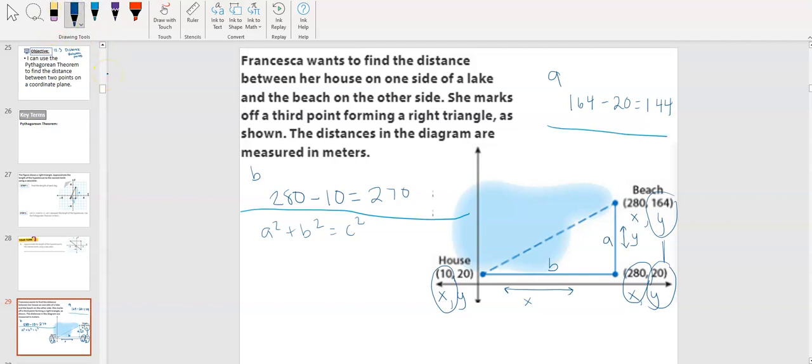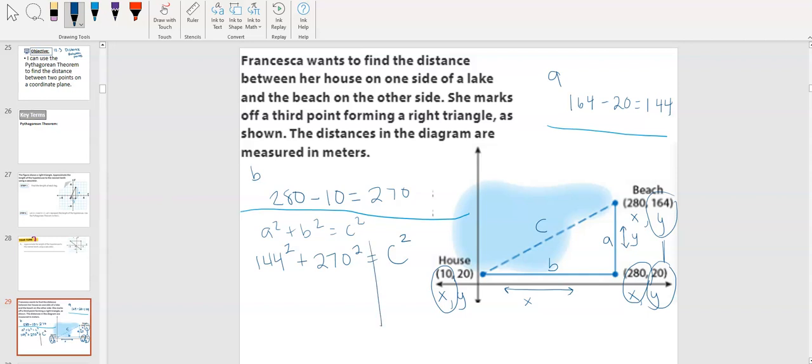Sometimes you can count them, sometimes they give them to you, and sometimes you have to do a little extra work. So I know that the length of A is 144, and I need to square that. The length of B is 270, and I need to square that to make C, which is the distance between her house and the beach, in a direct line. Okay, now I can solve.